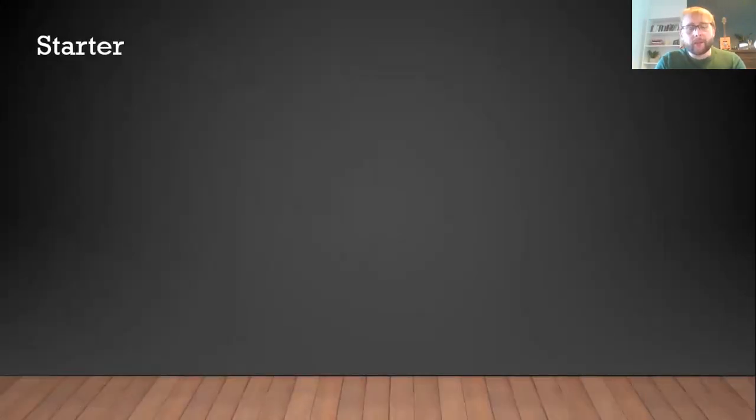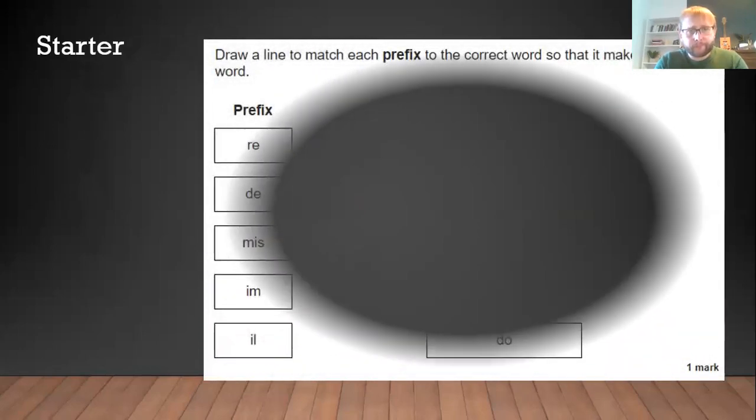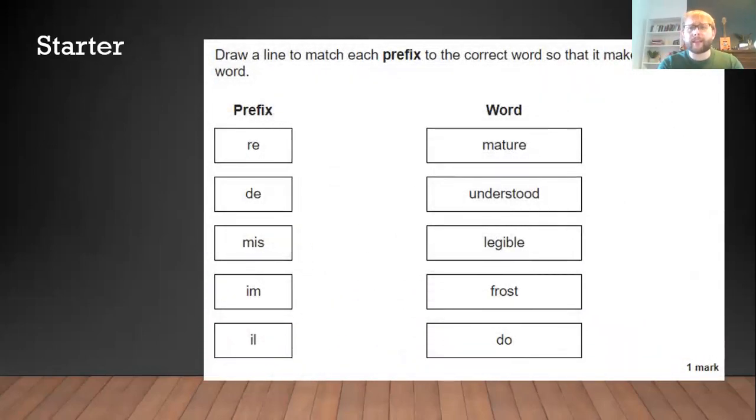So, starter for today, nice and simple in terms of understanding what you need to do. All I'd like you to do is match the prefix to the correct word to make the new full word. You don't need to draw this all out. You can just write the completed word together, or write the prefix with a little arrow and then the root word that goes with it to create the new word. Don't mind how you do it, but I'd like you to connect up the prefix with the root word, please.